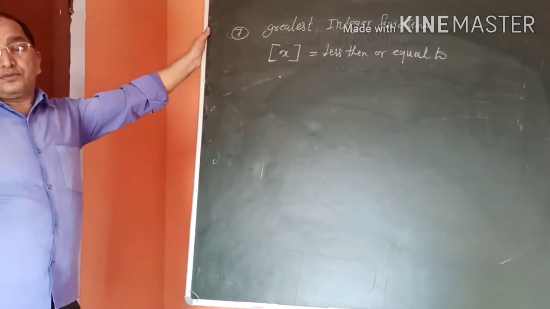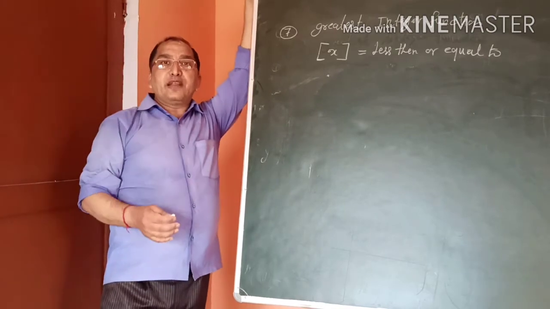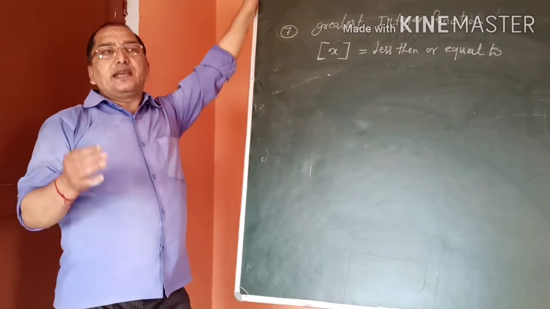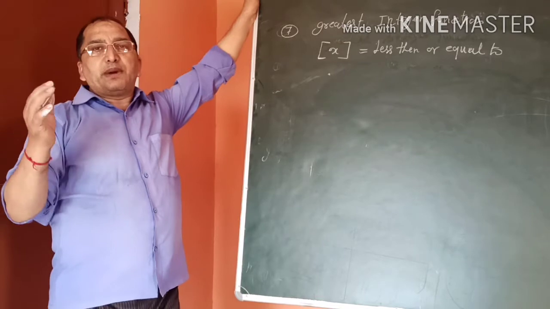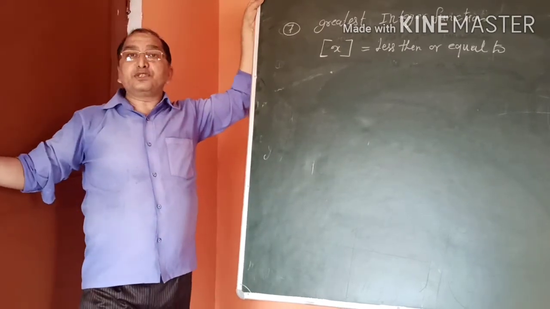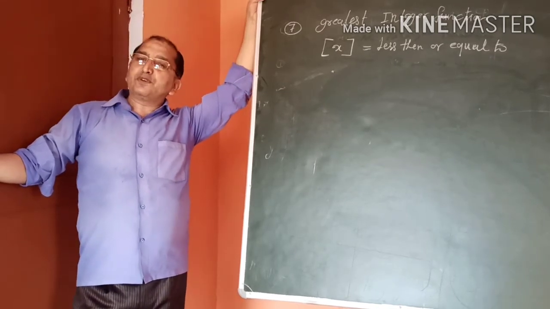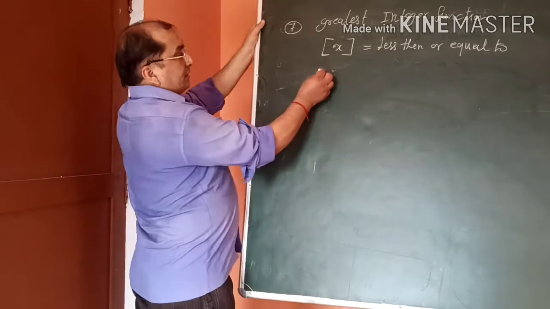And everyone knows about these things. What is an integer? Integers mean complete values, perfect values, like 2, 3, 4, 5, minus 2, minus 3, minus 4. All numbers starting from 0 onwards, in both directions, positive and negative: 0, plus minus 1, 2, plus minus infinity.